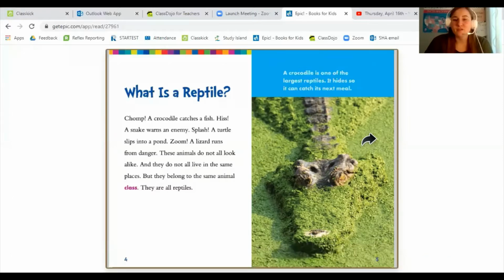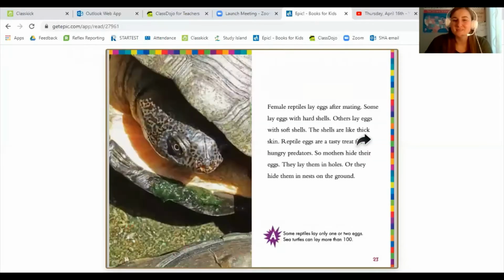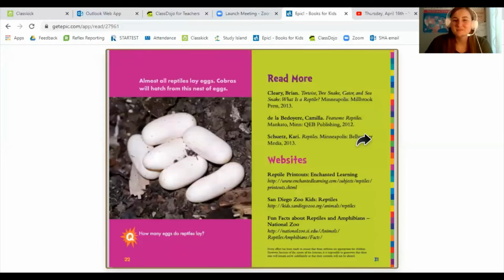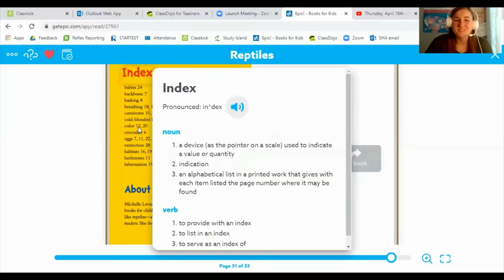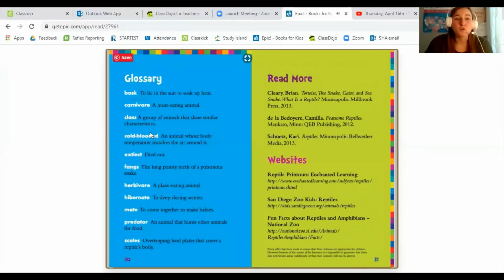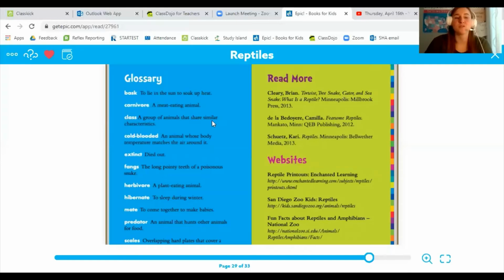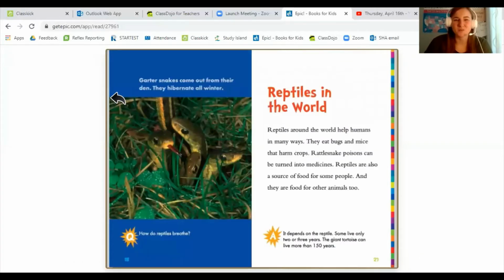So we're going to flip back to the glossary and see how close we got. Class, a group of animals that share similar characteristics. And the word similar means same, so we were pretty close. Okay, let's go to our next word.